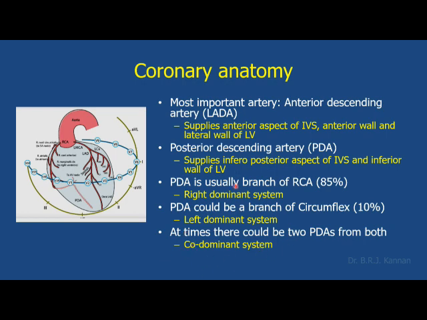Now this is important to understand. If somebody is having an inferior myocardial infarction, it most likely can be because of right coronary artery occlusion. But it's also possible that the circumflex artery was dominant and giving the PDA, and hence a circumflex artery lesion led to an inferior wall MI. So that's how you have to understand this coronary anatomy.